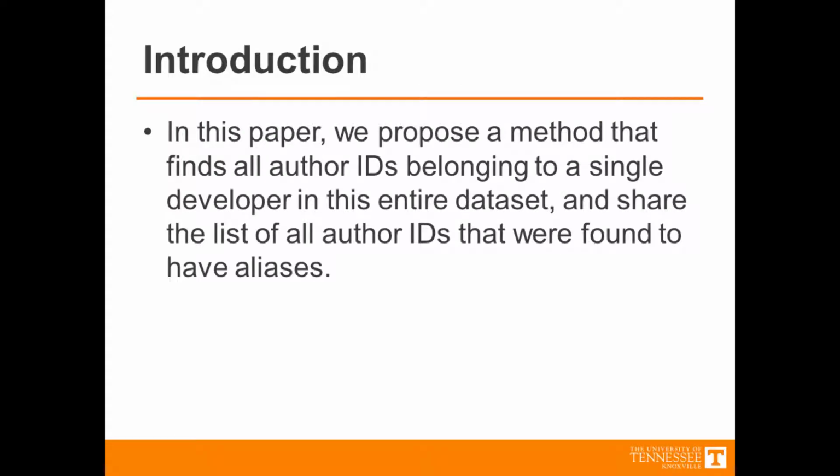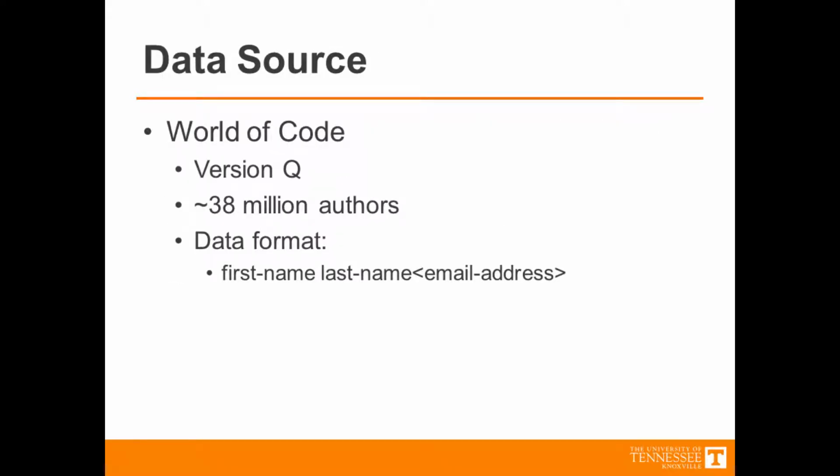In this paper, we propose a method that finds all author IDs belonging to a single developer in this dataset of authors and share the list of all author IDs that were found to have aliases. The source of this data comes from the World of Code. We use version Q, which contains roughly 38 million authors, where each author has 3 attributes documented: their first name, their last name, and their email address.